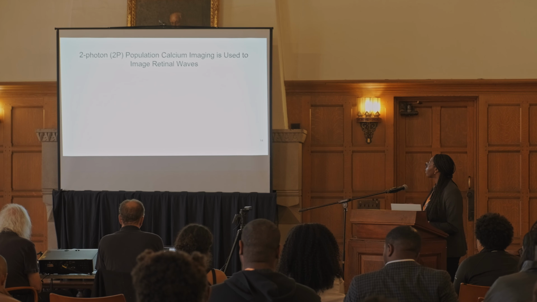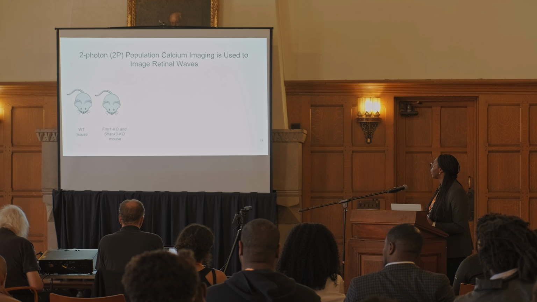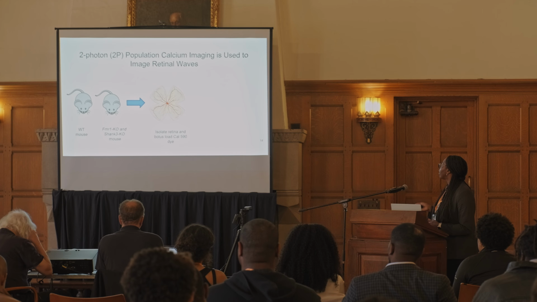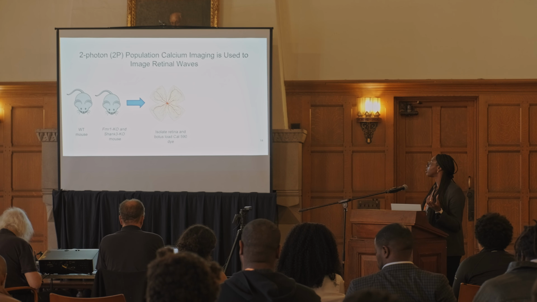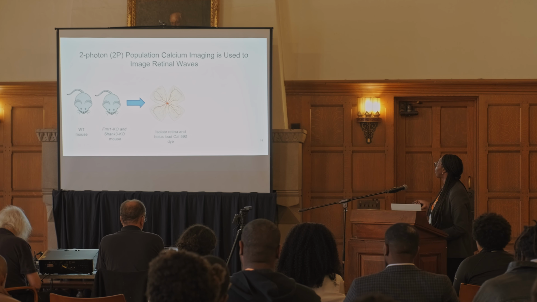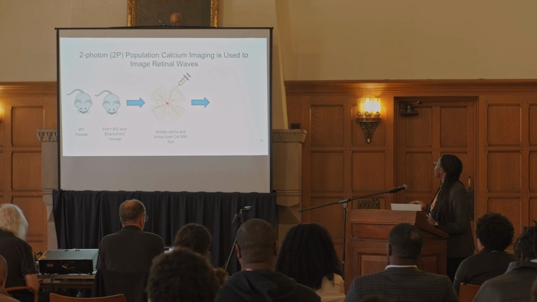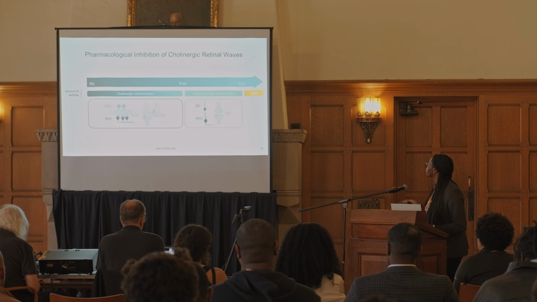So for a quick workflow at a glance, I'll be using 2-photon calcium imaging to image retinal waves. First, I'll be using my different groups, and then I'll be isolating the retina. When I initially dissect the retina, it's circular, but I flat mount it into this petal shape. And then I'll be bolus loading a calcium dye, which serves as a proxy for neuronal activity. And then I will be using our 2-photon calcium imaging rig to image this tissue ex vivo.